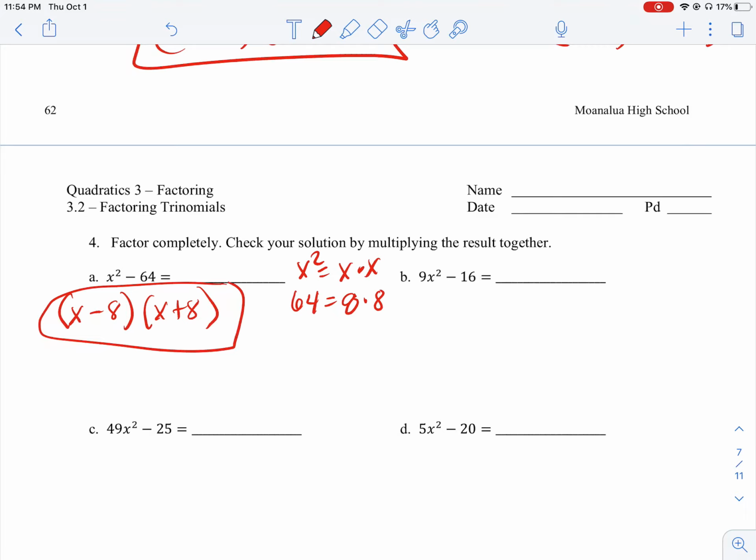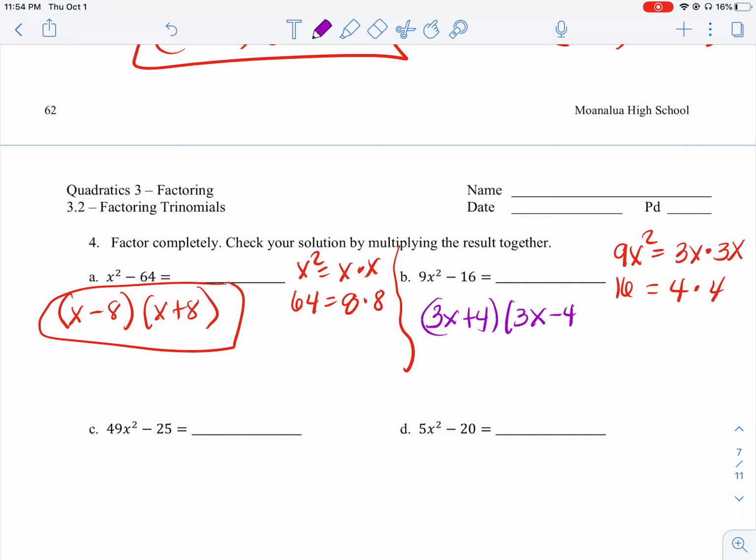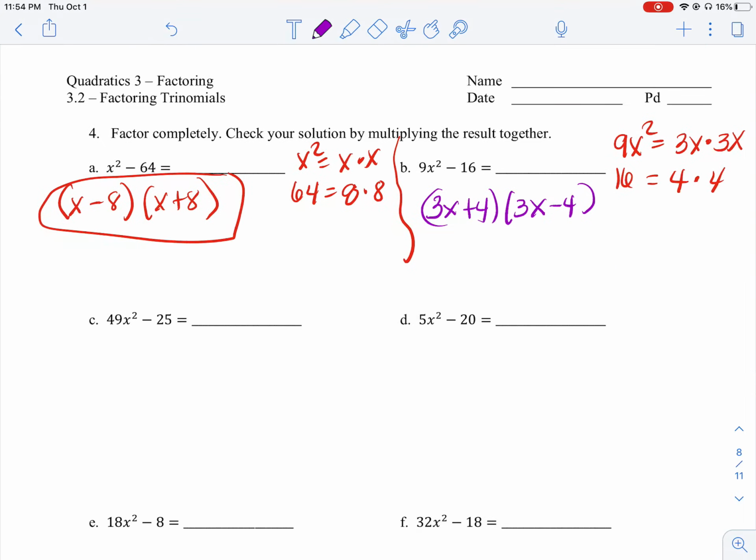Can they still be factored out? 9 divided by 3 works, but 16 divided by 3 doesn't work. So it couldn't be factored out. So we have 9x squared, that's a 3x times 3x. 16 is 4 times 4. Therefore, this is, what do you guys think? 3x plus 4 and 3x minus 4. Okay, we always have to have opposite signs.